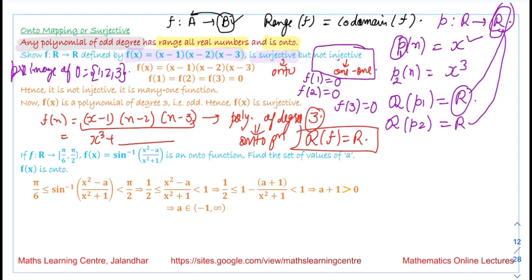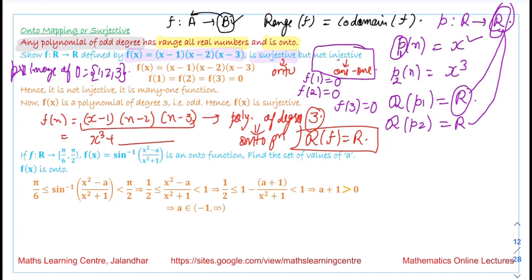Next, f is a function defined from the real numbers to the set [-π/6, π/2), and f(x) is defined as sin⁻¹((x² - a)/(x² + 1)). It is given that this function is onto. We have to find the set of values of a for which this function is onto.